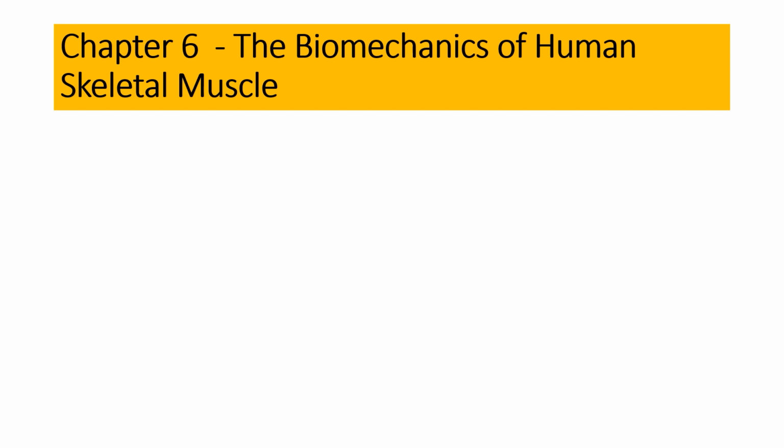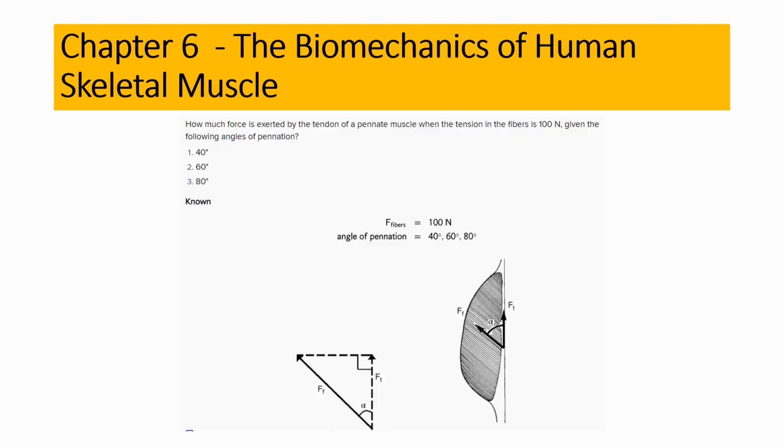Makes sense? Okay, so let's see how we're going to be solving problems together. The first problem we'd like to solve is this. How much force is exerted by the tendon of a pennate muscle when the tension in the fiber is 100 Newton, given that we have different angles? You remember we talked about the pennation angle, right? Which is the angle of the fiber along the axis of the muscle.